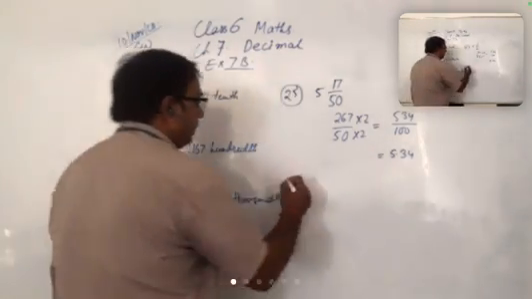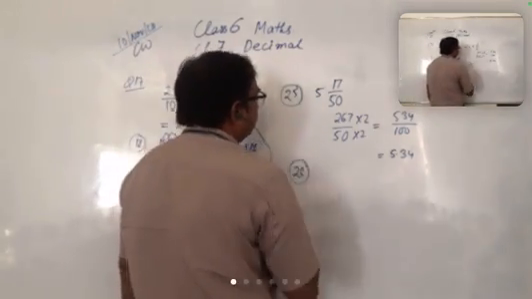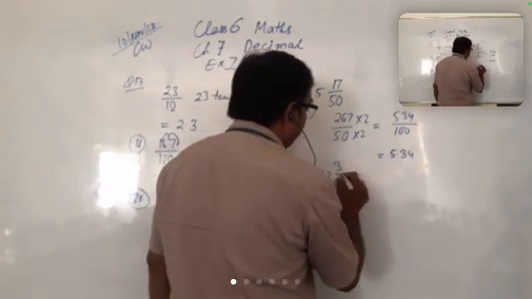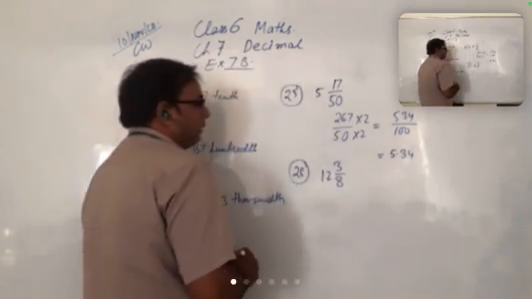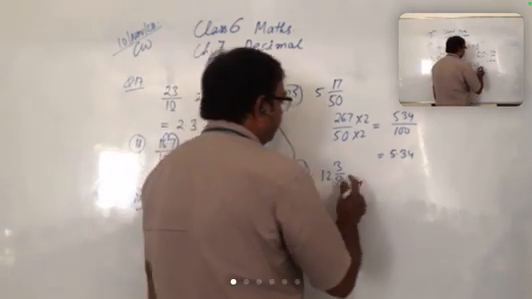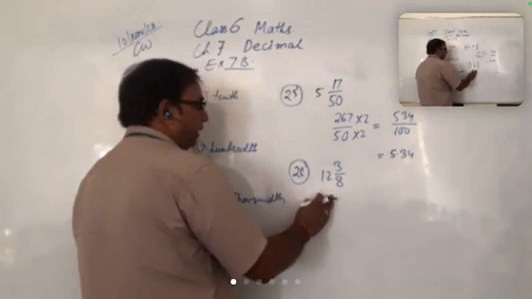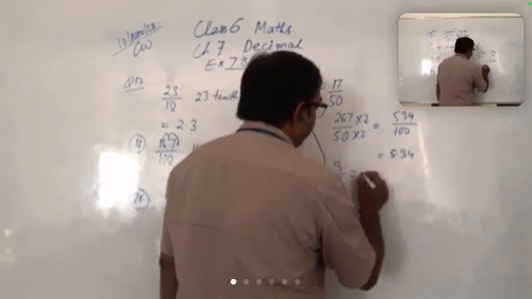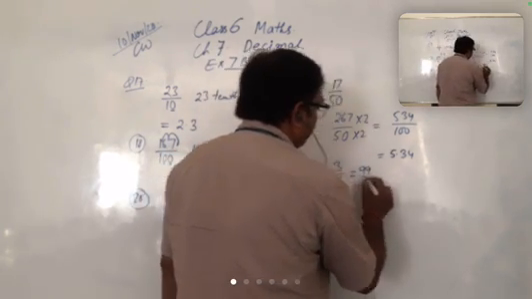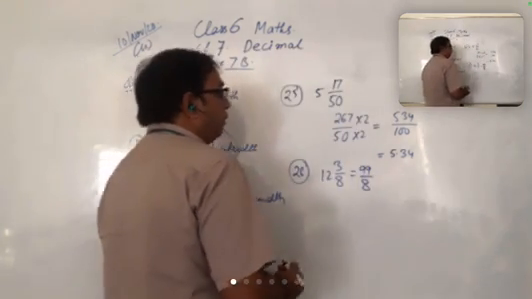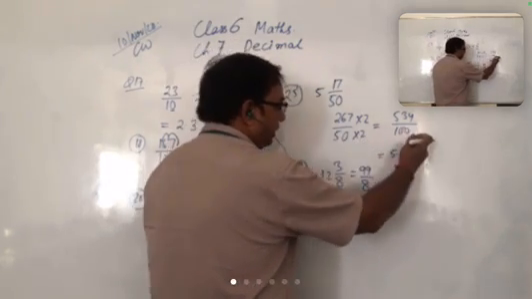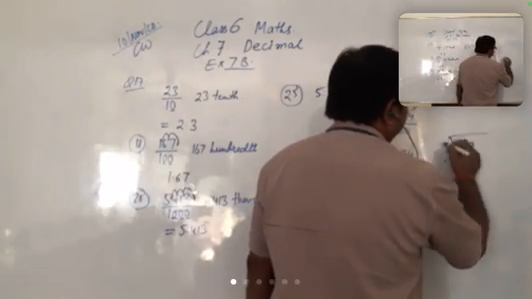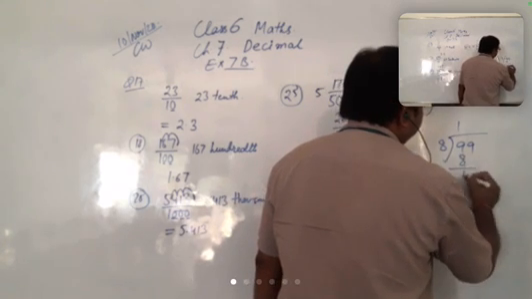Let us see one more, 26. It is 12 3 upon 8. Or there is one more option. You can see 8 twelves are 96 plus 3 is 99 upon 8. So if you don't know how to make the decimal fraction, you can simply divide it and get your answer.